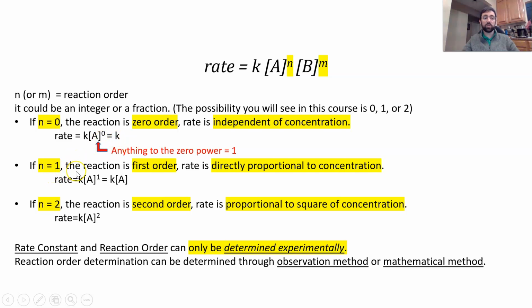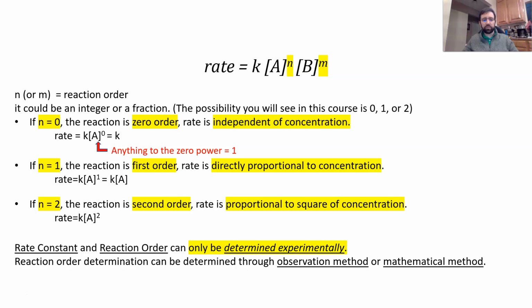Now if N equals 1, so if our reaction order is 1, the reaction's first order, the rate is directly proportional to concentration. So rate will be K times the concentration of A to the 1 power, or in other words, K times the concentration of A. If n equals 2, we say the reaction is second order, and the rate is proportional to the square of the concentration. Rate equals K times A squared.